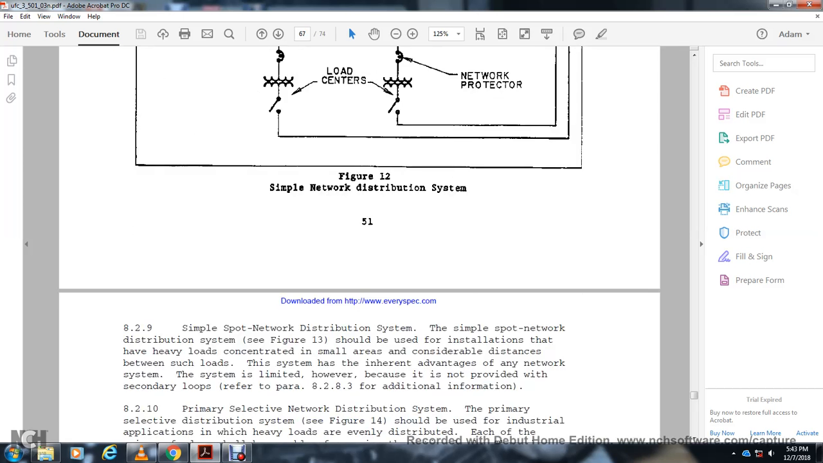Alright, 829, simple spot network distribution system. Simple spot network distribution system, figure 12, should be installed with a heavy load concentrated in a small area, with considerable additions should be between such load, with the system inherited with the network system. The system leaves, however, because it is not provided. Secondary alerts refer to paragraph 8283 with additional information.